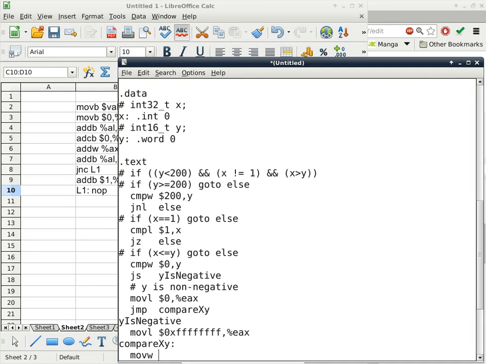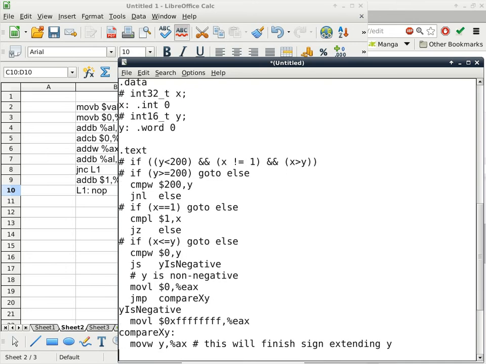So movw, in this case Y, into AX, which is only the least significant portion of EAX. And at this point, this will finish sign extending Y. At this point, I can actually do the comparison.